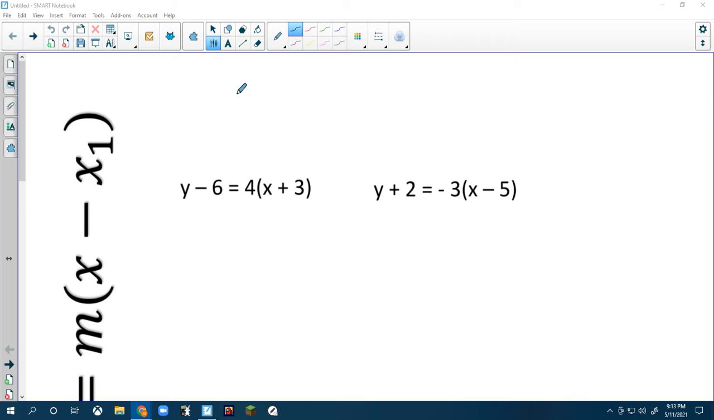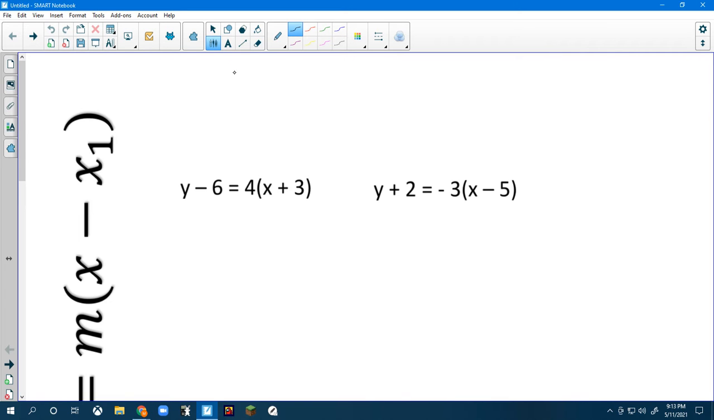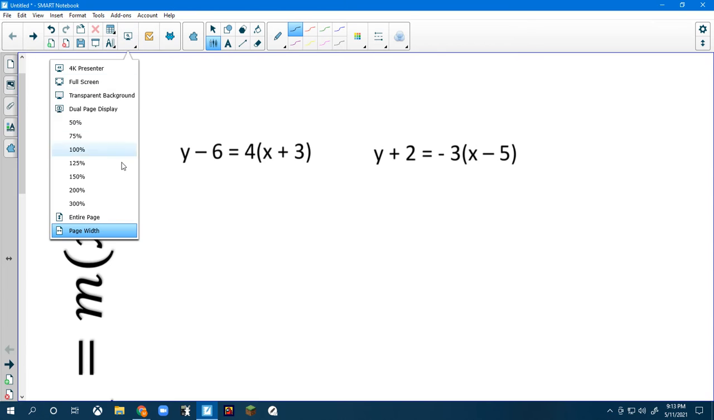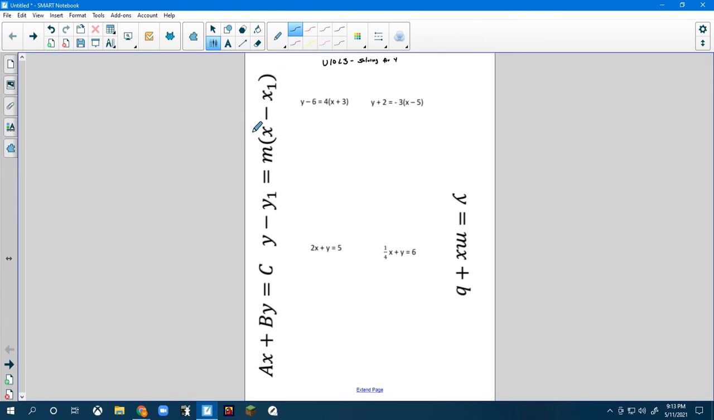We are going to continue with Unit 10, lesson number 3, which we're going to be solving for y. And we're going to have some equations in point-slope form here and in standard form, and we want to get it to slope-intercept form.